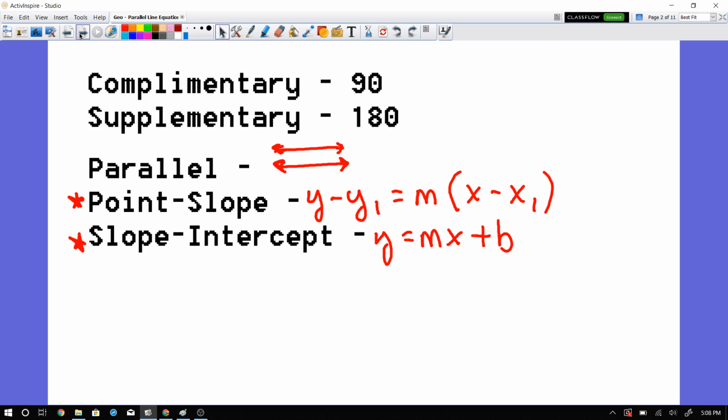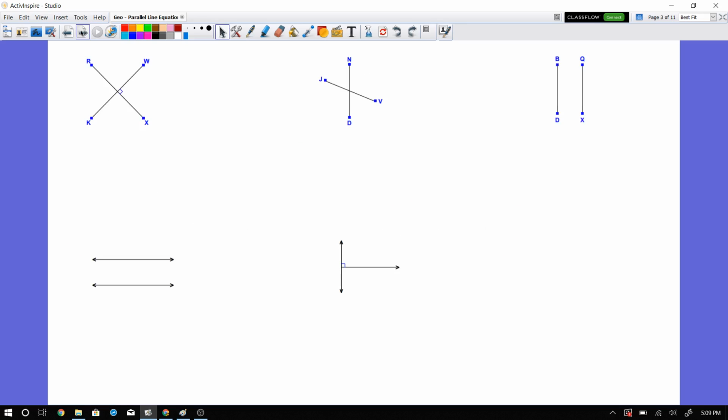Point slope looks like that: y minus y1 equals slope times x minus x1. Slope intercept is y equals mx plus b. That's the normal one. That's called standard form.